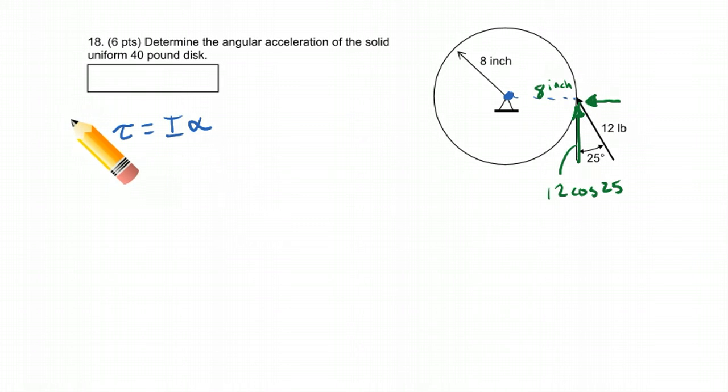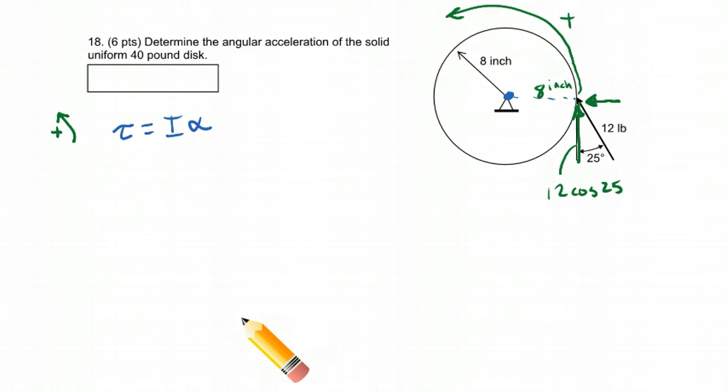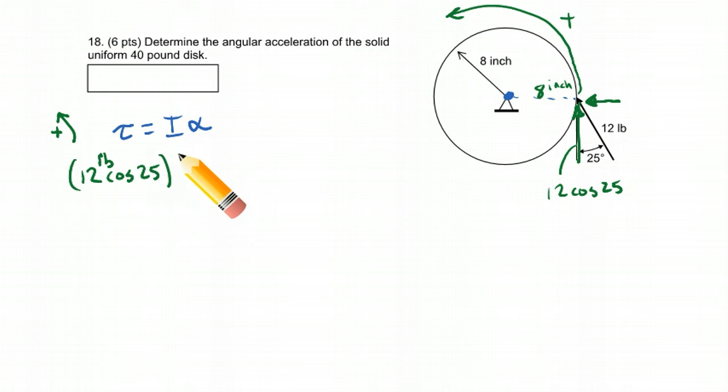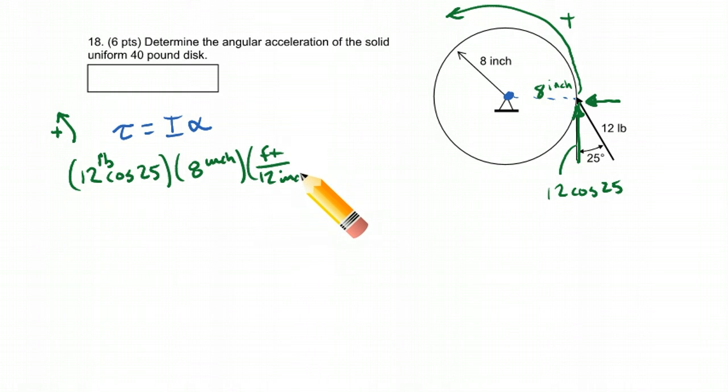Alright, and we'll use counterclockwise as positive. So this would do a positive rotation, counterclockwise rotation. So we're going to have 12 cosine 25 pounds. So there's our force times our perpendicular distance, 8 inches, and we'll convert that to feet, 1 foot per 12 inches. Okay, so there's our torque.